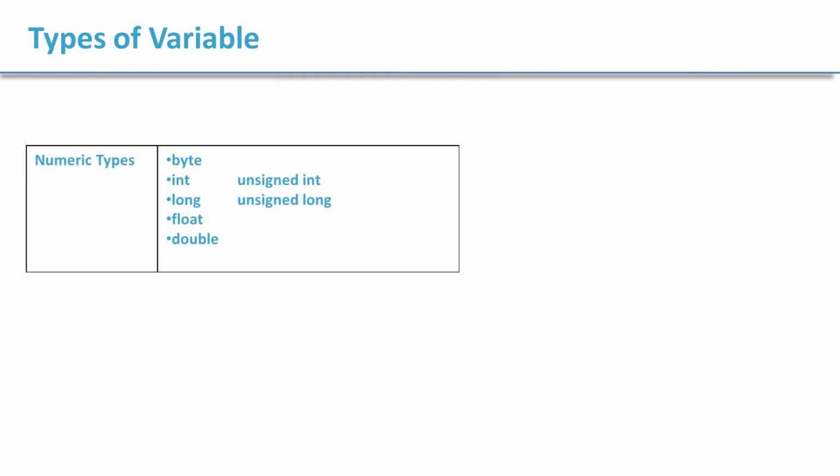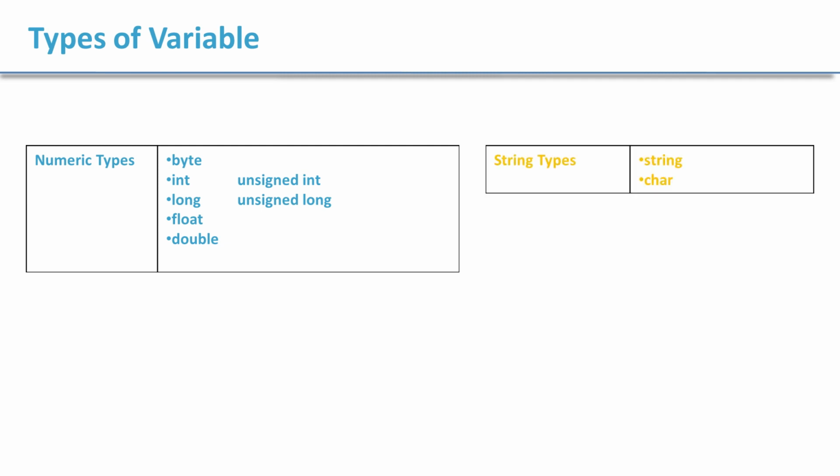In this lesson, we will be covering different types of variables. The numerical variable types include byte, integer, long, float, double, unsigned integer, and unsigned long. These types, as mentioned, are employed for storing numerical information. There are also string types used for storing textual expressions or textual values.